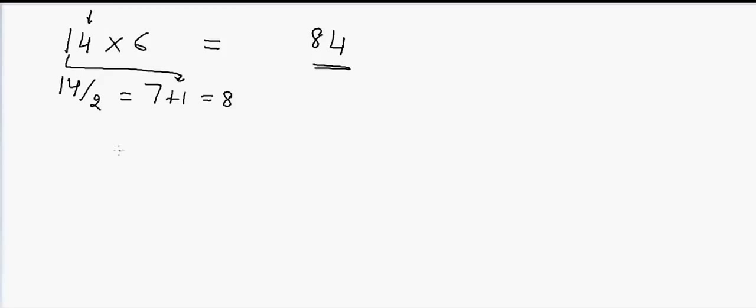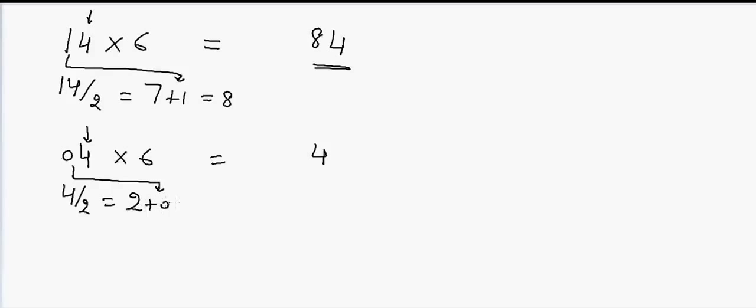Another example, if I have 04 and I want to multiply by 6. In that case, the last digit is 4, so I'll write 4 here. And then half of 4 is equal to 2. And because it's a 0 here, if I add 0, it will still remain 2. The answer will be equal to 24.